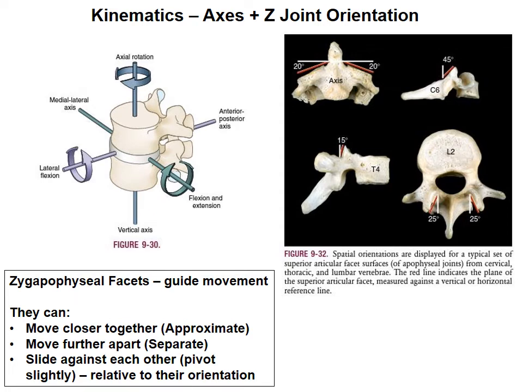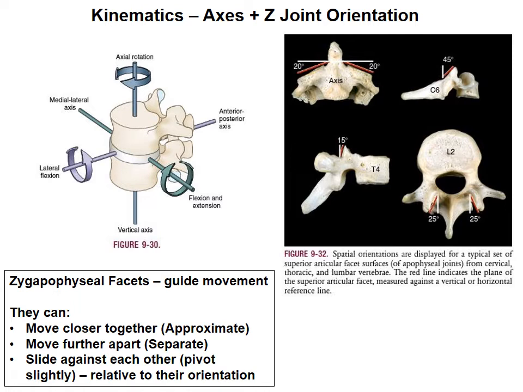At the bottom left, I've written down for you the 3 ways that zygapophyseal joints guide that movement. So one of the things they can do is to move closer together and use the joint space within that joint, that is to approximate. They can also use the joint space in that joint to move further apart or separate. And lastly, they can use that joint, the 2 facet surfaces, to slide against each other, depending on what orientation they're in. There is a small degree of pivot movement that those 2 facet joints can do against each other. And I'll point that out as we go through.